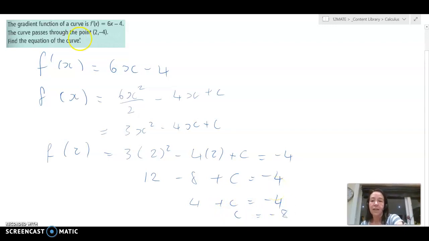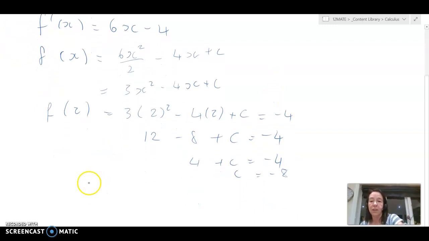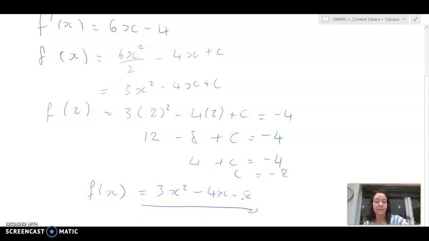Now, the original question was find the equation of the curve, so don't stop there. My original function, they've specifically said a function, so we can write it like that, is f of x equals 3x squared minus 4x minus 8.